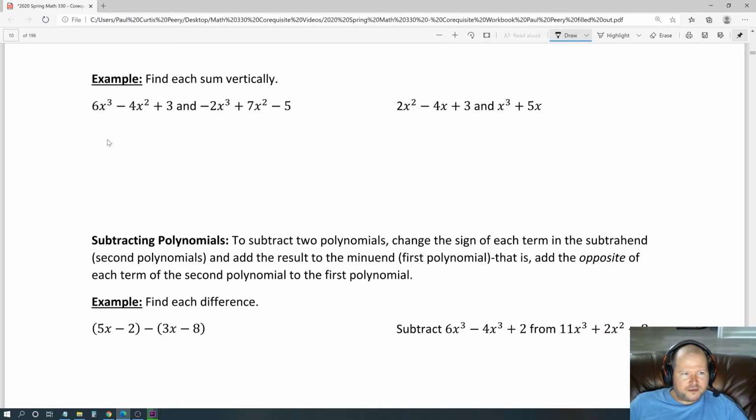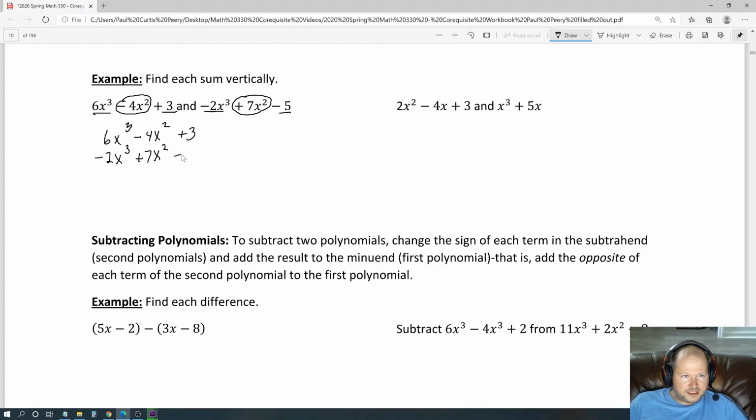Okay, now if you are going to do that, make sure that you line up like terms. So for instance, right here I have 6x cubed. Over here I have negative 2x cubed. So I put the negative 2x cubed right there. Okay, and now we have some squares right here. We also have some squares over here. So we are going to say minus 4x squared plus 7x squared. And then we have some constants. So we have a positive 3 and a negative 5 here.